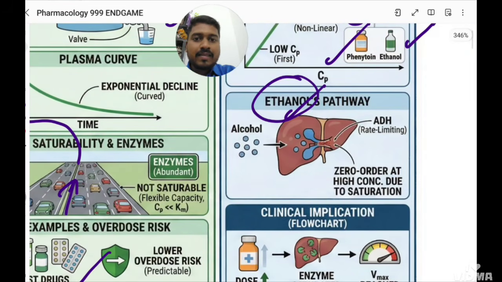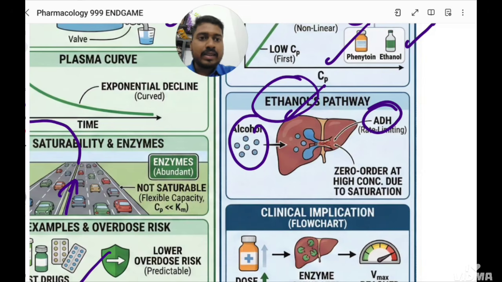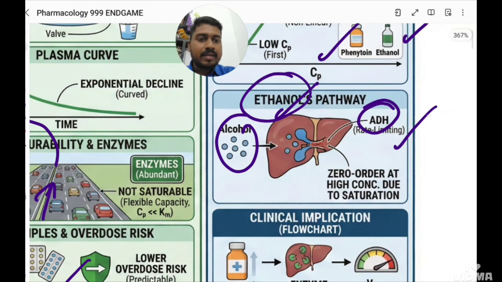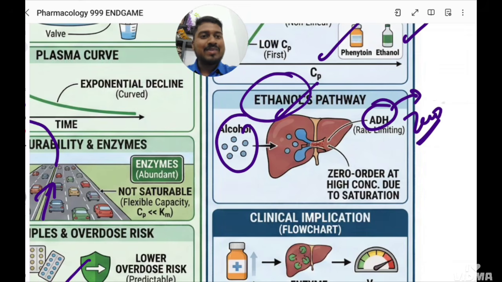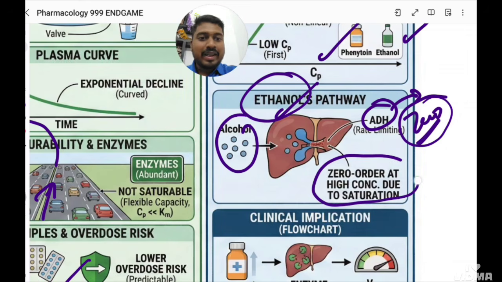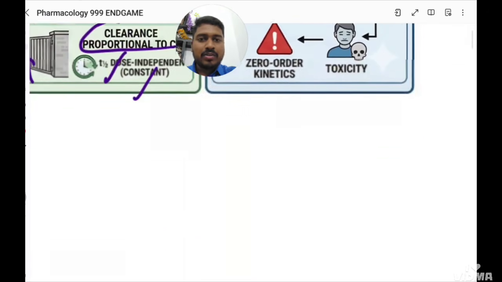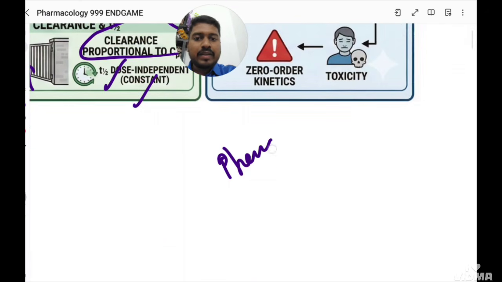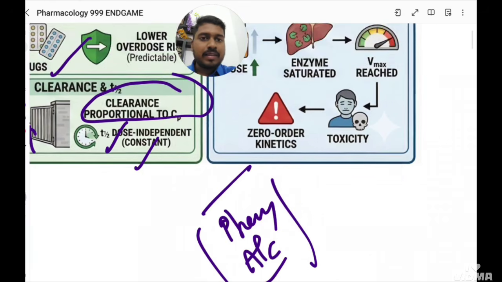Now what happens in ethanol? Same case. Initially alcohol will be processed by the alcohol dehydrogenase enzyme, the ADH enzyme. But later on, after some time, there is saturation of this enzyme. Now this will convert into zero order. Now if you drink alcohol after it has converted into zero order, it suddenly goes into higher concentration and toxicity will occur. Got my point? So there are two drugs you need to remember. One is phenytoin, one is ethanol or alcohol.